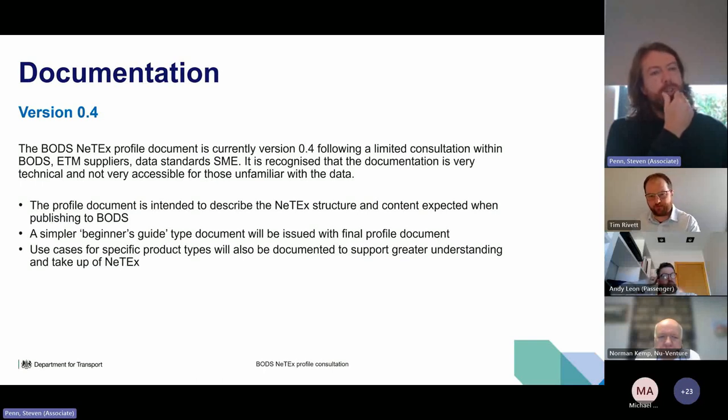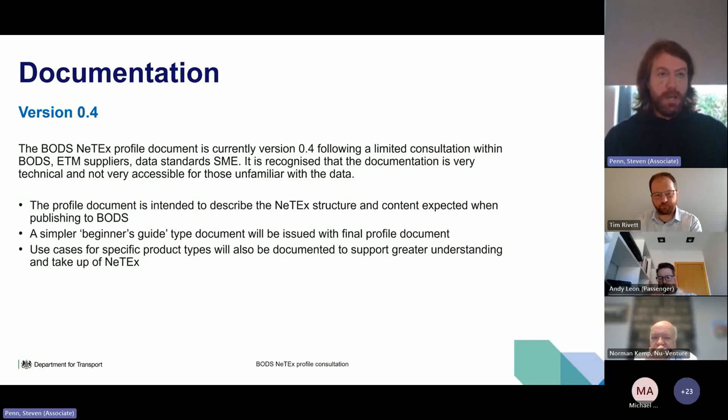So we're on version 4 of the document. But to address the issue that I raised earlier, which is the lack of accessibility of this document, we're not going to change the document itself. The document is still going to continue as it is, just to describe the NeTEx structure and the content of those structures as expected when published to BODS, and what sort of validation is being run on that.